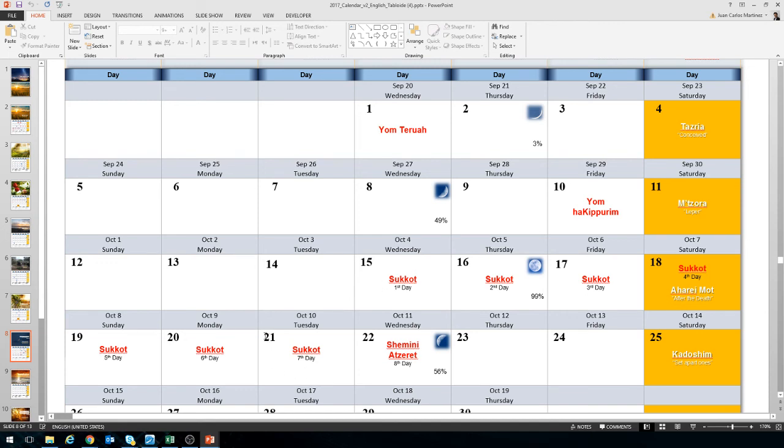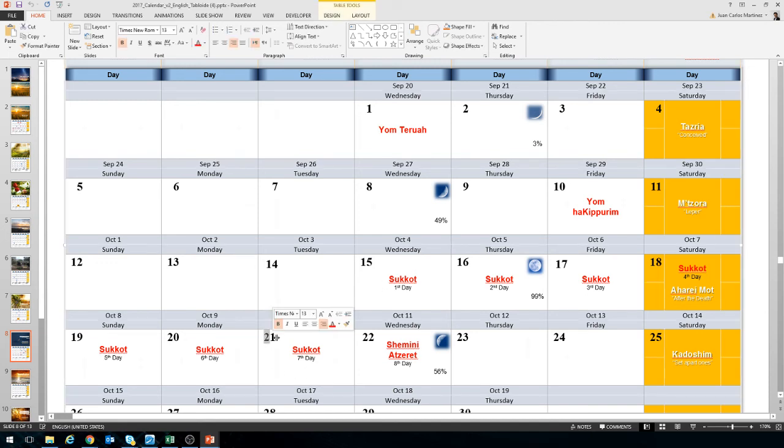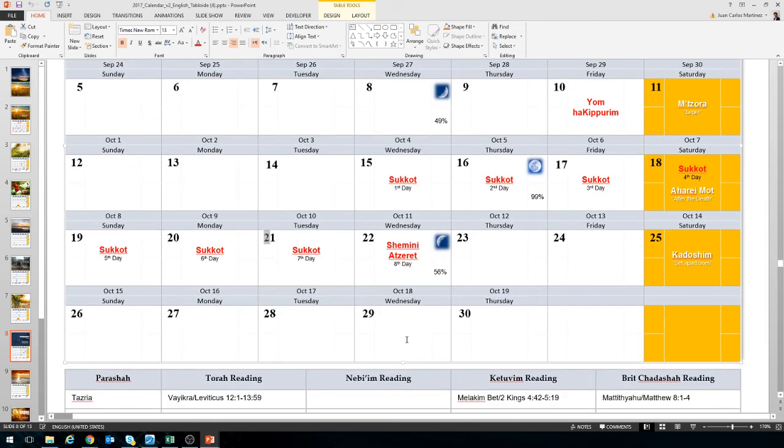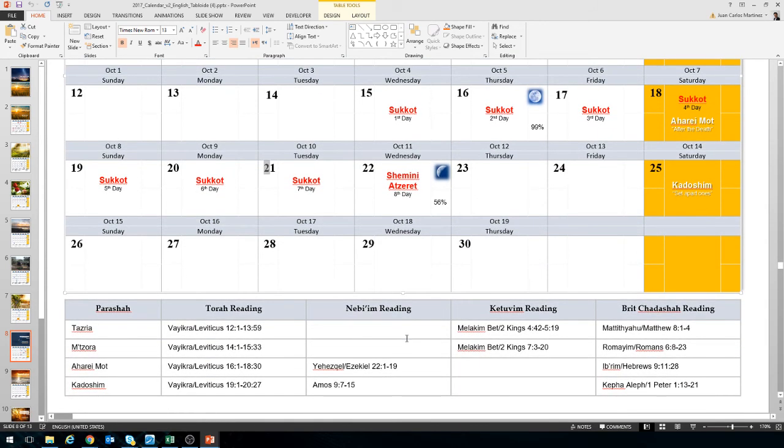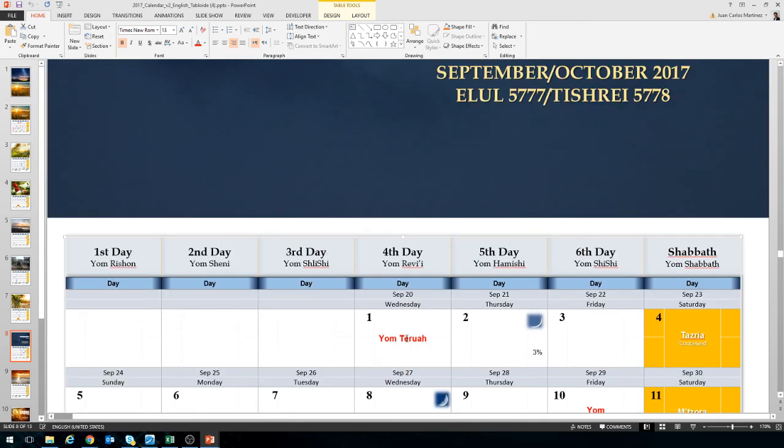So the last day of the feast is on the 21st, and then we have the special 8th day of the feast, Shemini Atzeret, and this is happening on the 11th of October. Okay, so this is the calendar. As I told you, it's very easy to follow. I think it's not difficult to understand.